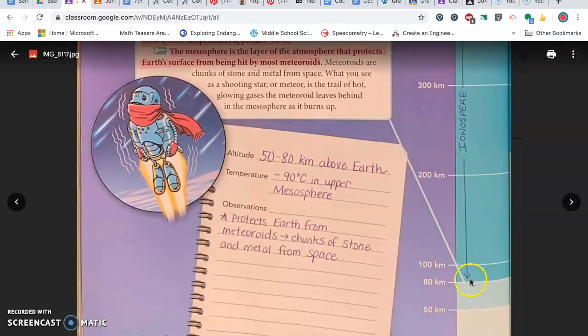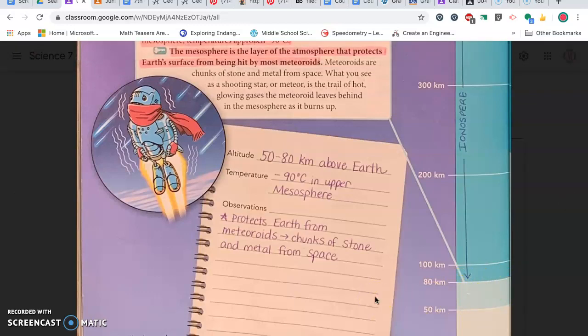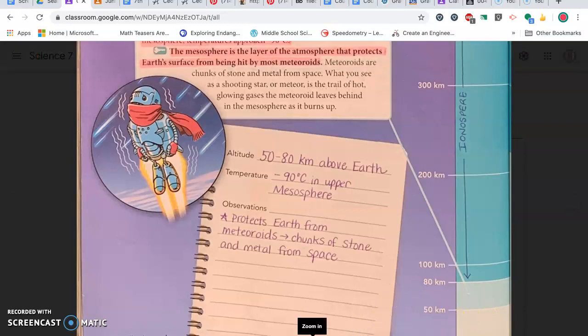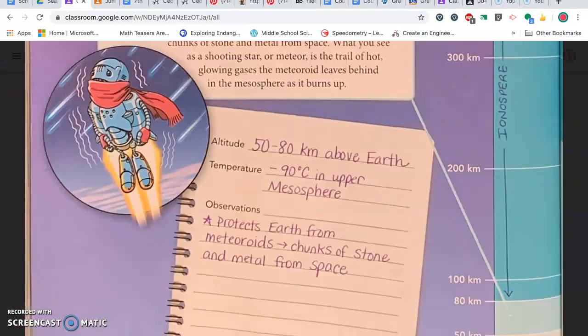All right, and the main role of the mesosphere, the main job it has, is to protect Earth from meteoroids. Meteoroids are chunks of stone and metal that are found in space, and they come flying through space. As they hit the mesosphere, they burn up. And so that protects Earth from that mass hitting it and causing destruction.